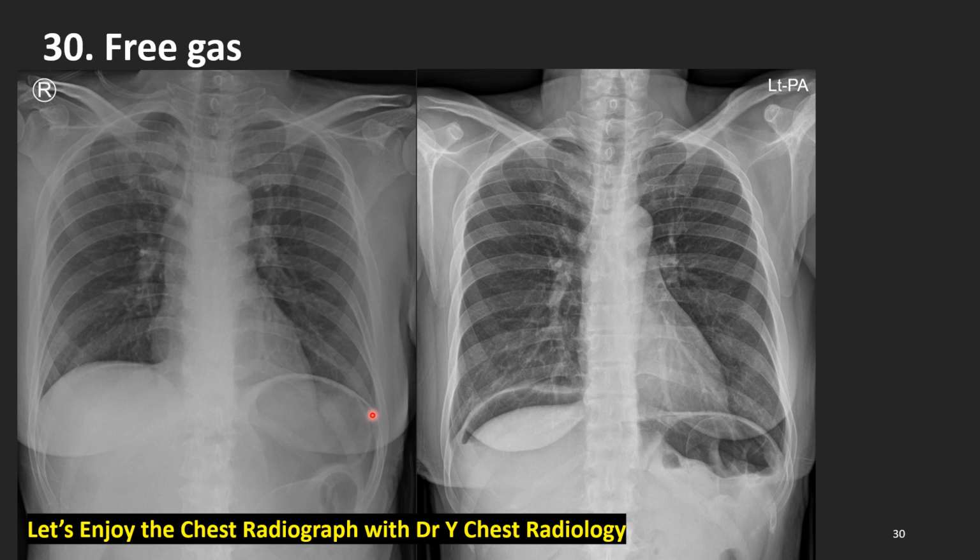So I suggest everybody, including me, if possible, just take a PA erect film, not an AP supine film. Try to take a PA erect film. That is more beneficial for the patient and for us.